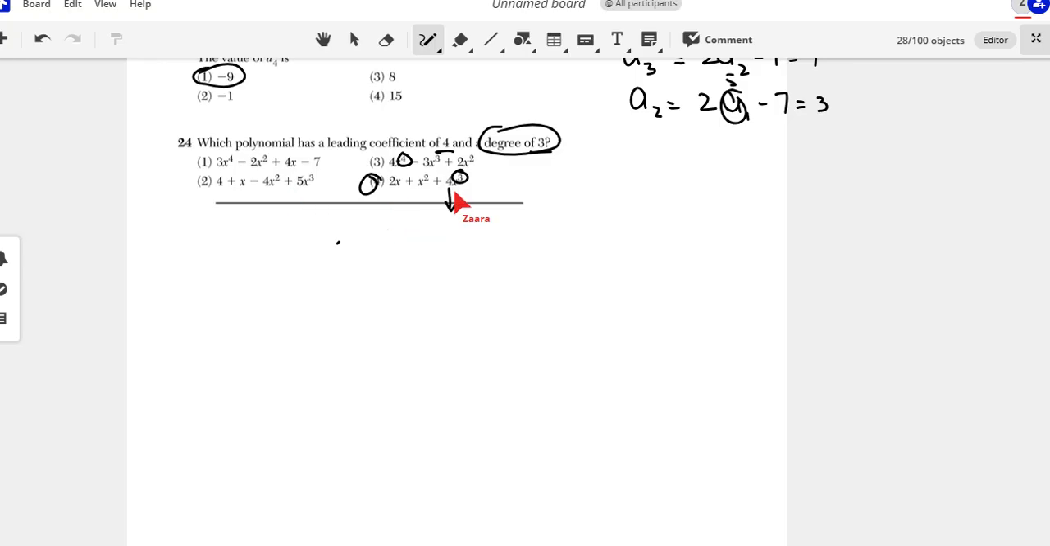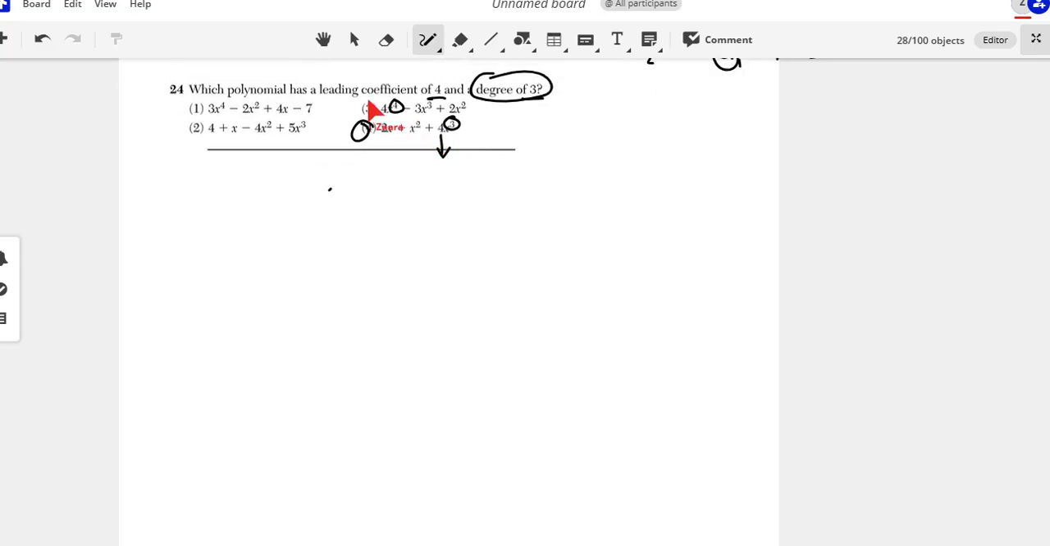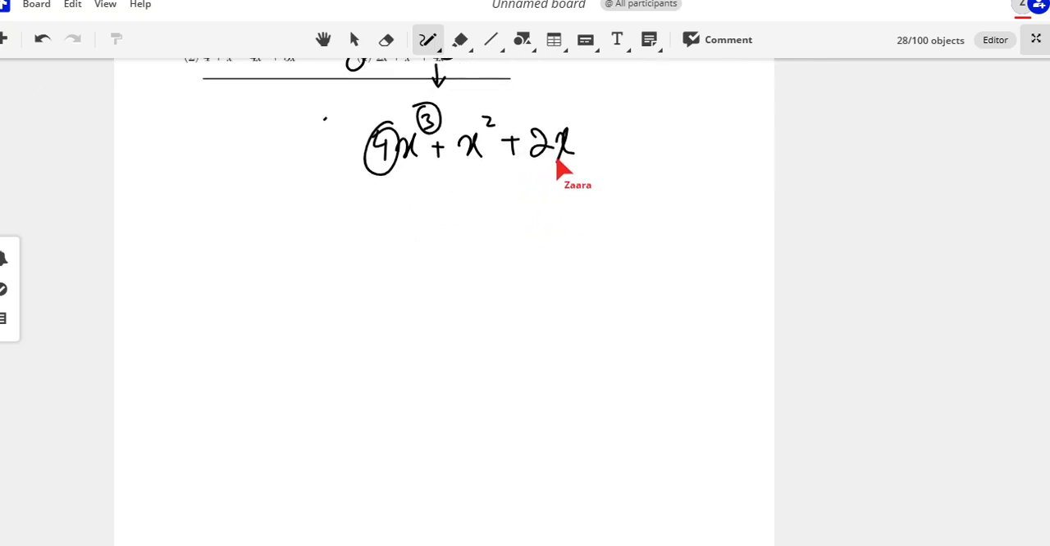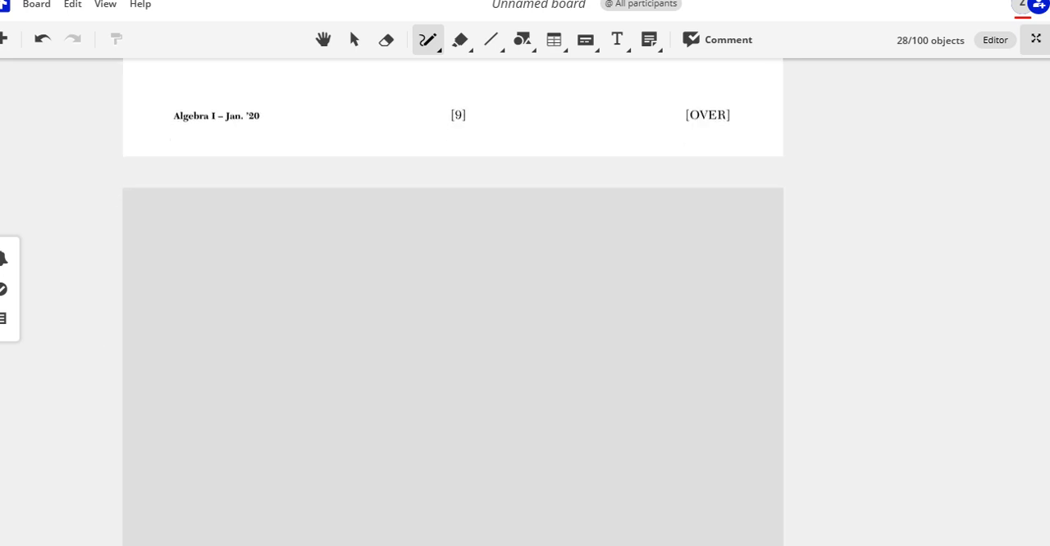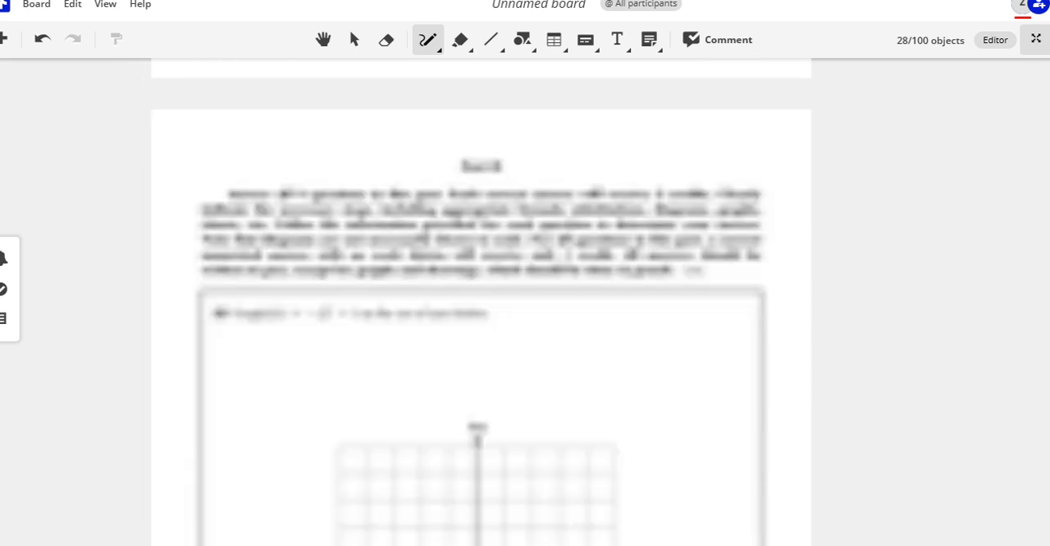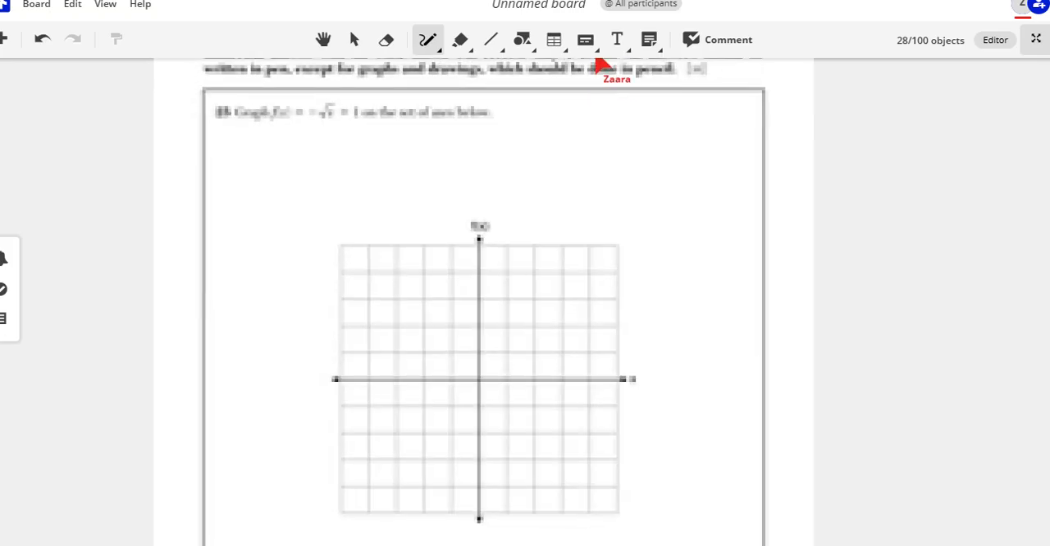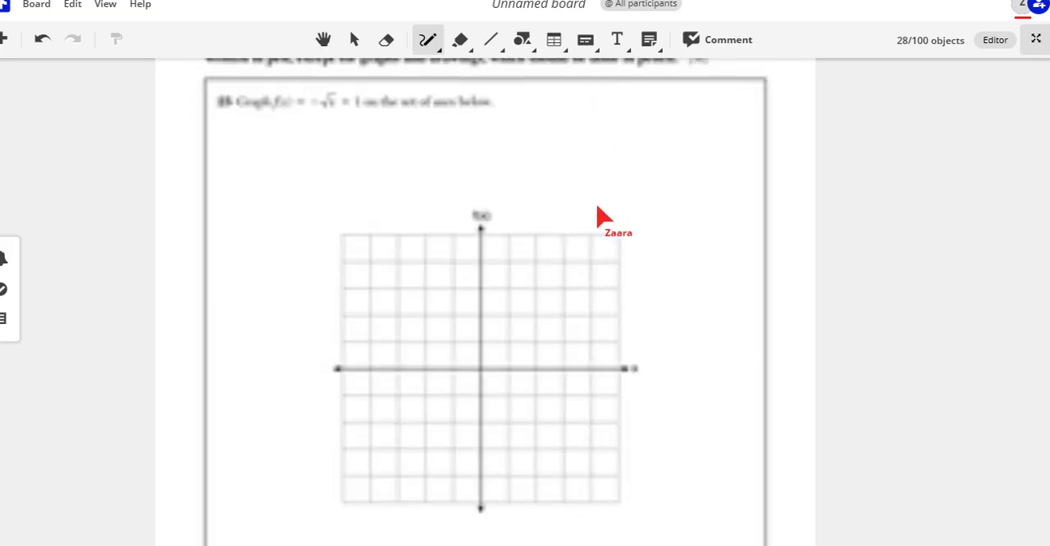Clear? Isn't 4 supposed to be in the front sometimes? No, it is not written in the standard form. If I write it in the standard form, it will be like this. Now you can see its degree is 3 and the leading coefficient is 4. Okay, scroll down to the short questions. Now it's short questions. Okay, 25. So now I have to pull out the graph.